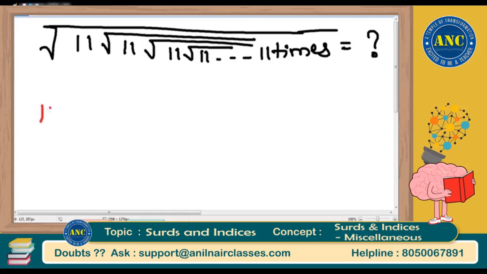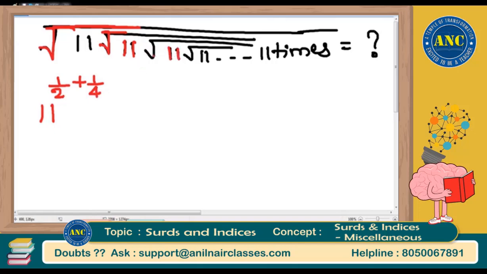Base is 11, right? A power m whole power n is a power m plus n. This root is nothing but power 1 by 2. For this 11, one root is there, and another root is there outside. That means power 1 by 2, again power 1 by 2 is there. So it is power 1 by 4.